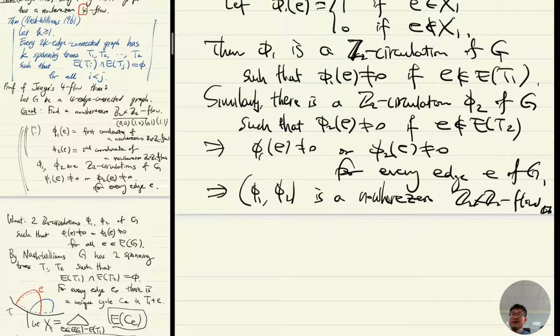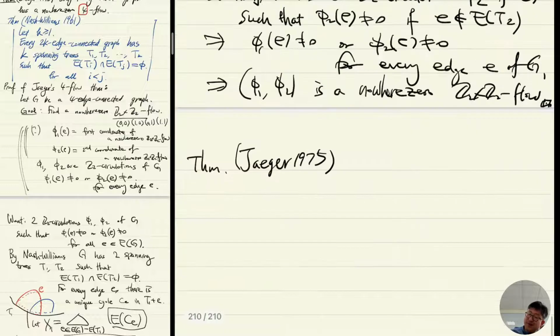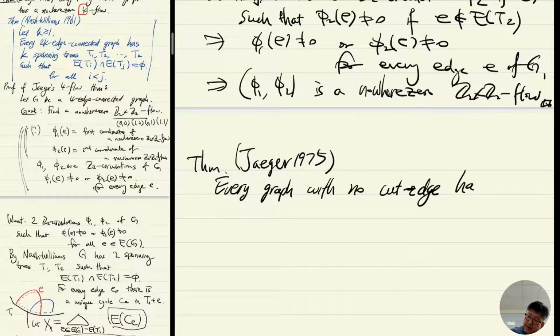All right. So that's the first theorem that we discussed. Let me show you the second theorem. In the same paper, by using exactly the same method, he proved that every graph with no cut edge has a nowhere-zero 8-flow. Isn't that amazing?